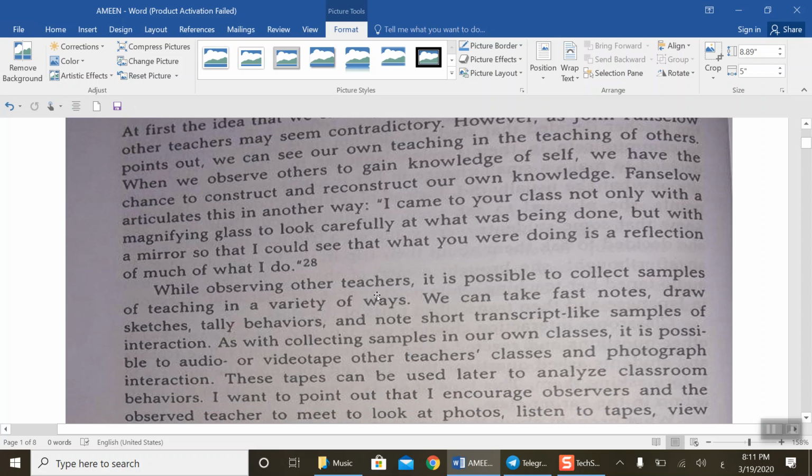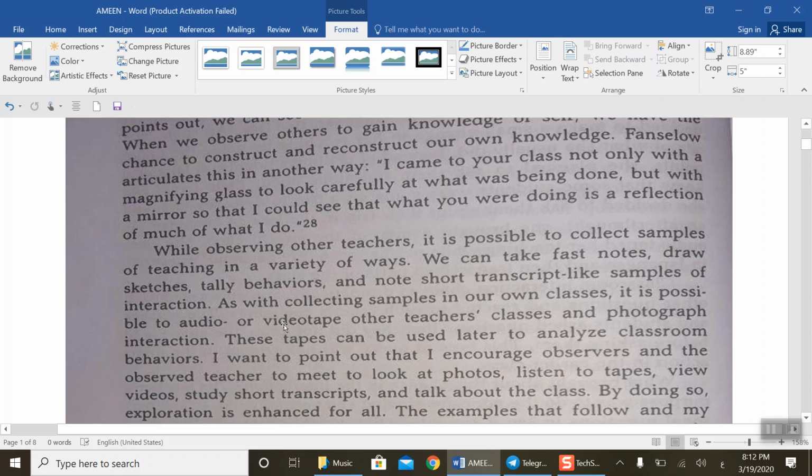While observing other teachers, when we go to their classes and observe them, it is possible to collect samples of teaching in a variety of ways. How to collect samples? Or another way, how to observe teachers. I want to observe a teacher. In which way? In this way, we can, for example, take fast notes, draw sketches, tally behaviors, count behaviors, and note short transcripts, like samples of interaction.